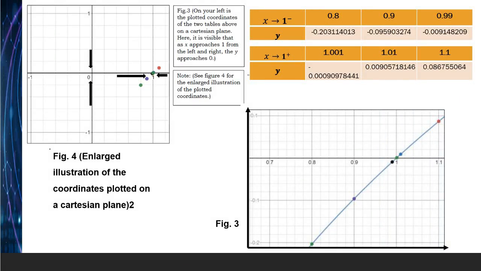Okay, let us see now the graph of the given function, logarithm of x to the base 3. So this will be the graph of the function logarithm of x to the base 3. And this will be the enlarged illustration plotted on the Cartesian plane. Okay, by the use of these points, the first table and the second table, we can have these points. And it is visible that as x approaches 1 from the left and from the right, the y approaches 0.